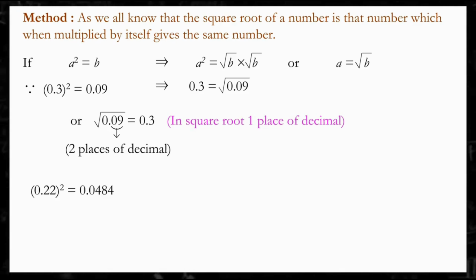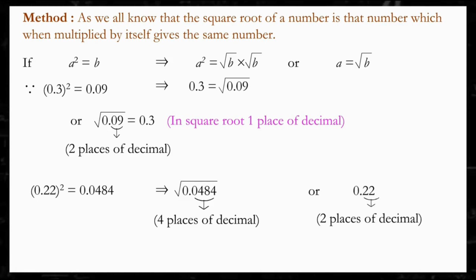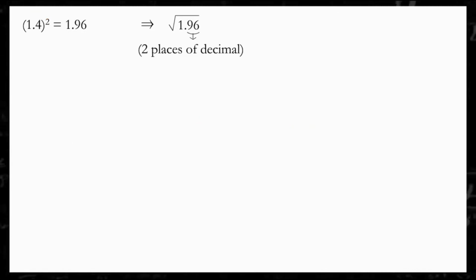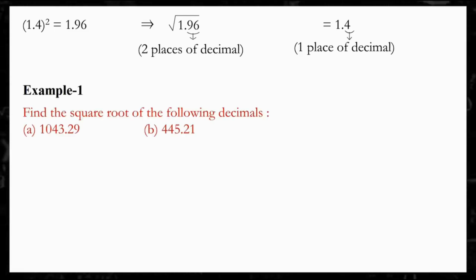0.22 whole square is equal to 0.0484. This implies that under root 0.0484, 4 places of decimal, is equal to 0.22, 2 places of decimal. 1.4 whole square is equal to 1.96. This implies that under root 1.96, 2 places of decimal, is equal to 1.4, 1 place of decimal.